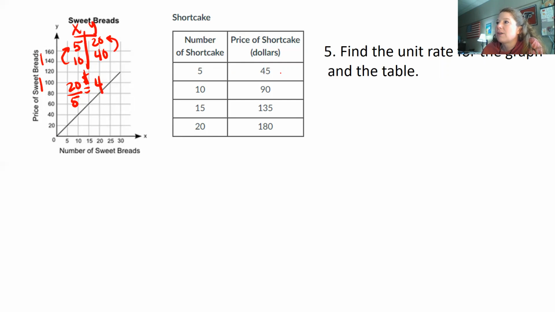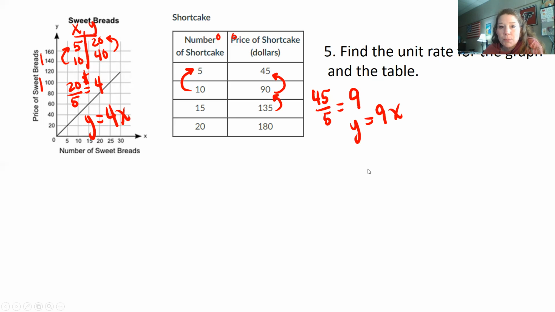Well, what is happening here? Well, the change in Y is going up by 45, and the change in X, 10 minus 5, is 5. So 45 divided by 5 is 9. And both of these would have 0, 0, a y-intercept of 0. If you buy 0 shortcakes, you pay $0, right? That makes sense. So here our equation is y equals 4x, and here it's y equals 9x. So the rate of change is 4 and 9. And since these are proportional, since they go through 0, 0, you could just divide the y by the x and get the unit price.